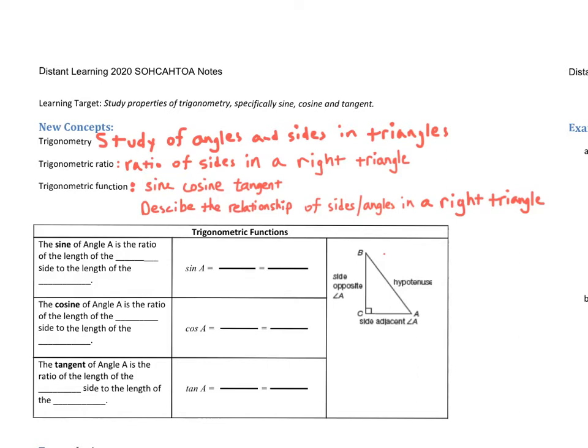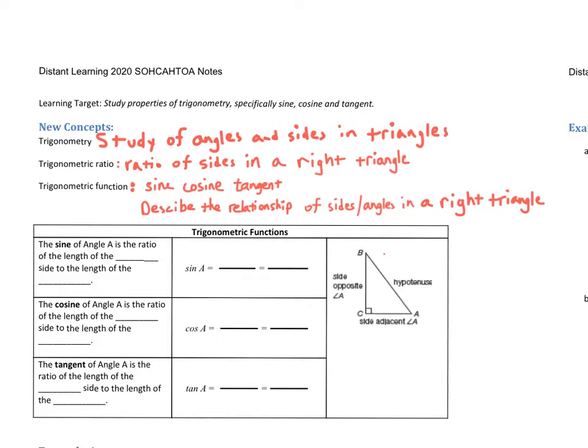So our goal today is to study the properties of trigonometry, specifically sine, cosine, and tangent. By the end of today's lesson, you will know how to find the ratios of sine, cosine, and tangent. And secondly, we will know how to find missing sides of right triangles and missing angles of right triangles using sine, cosine, and tangent ratios.